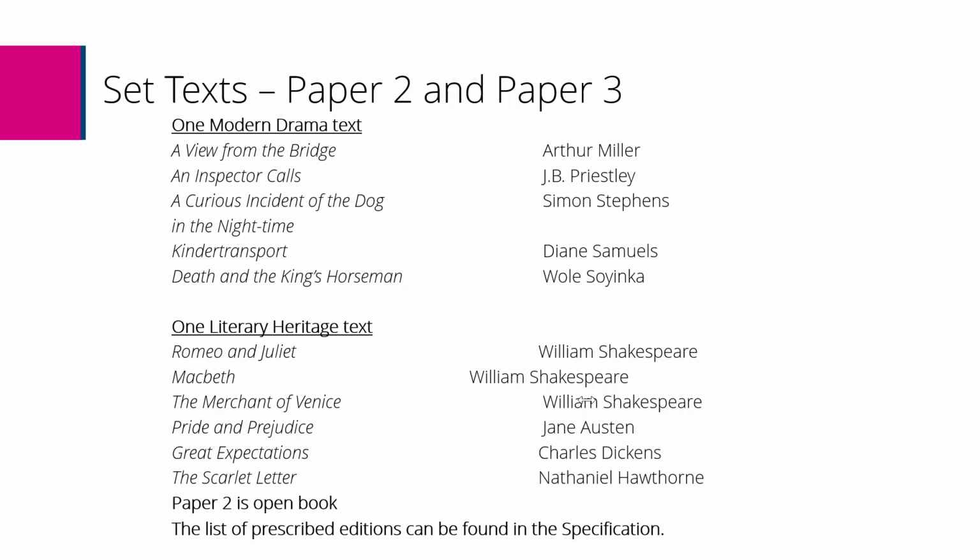Now, looking at those, it looks to me as if the most popular texts are An Inspector Calls and Macbeth, quite closely followed by Romeo and Juliet. So again, let's look at the Getting Started guide to see the support that's available. Let's have a look at pages 17 and 18, which is on An Inspector Calls. We've got 7 bullet points for context and content.